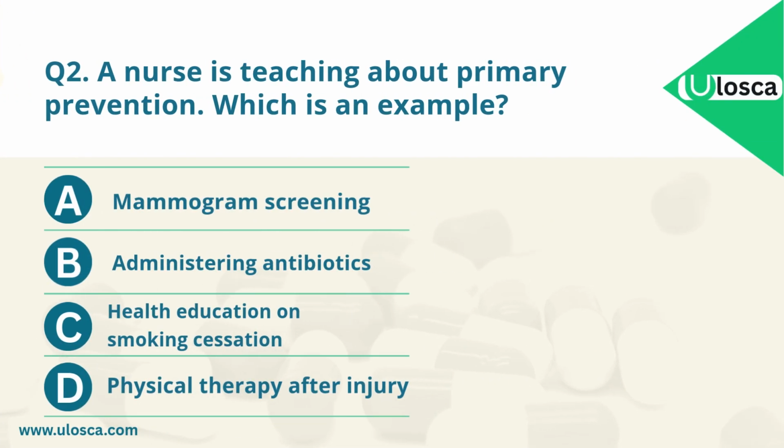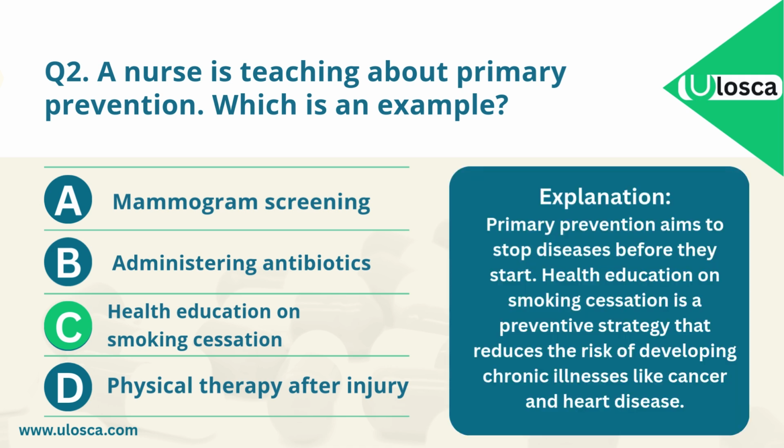The correct answer is C. Health education on smoking cessation. Explanation. Primary prevention aims to stop diseases before they start. Health education on smoking cessation is a preventive strategy that reduces the risk of developing chronic illnesses like cancer and heart disease.